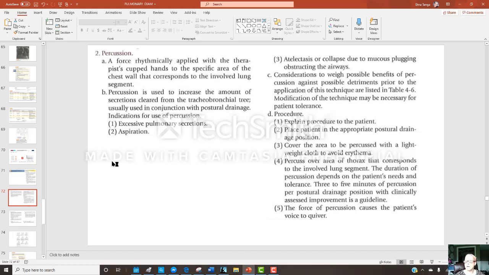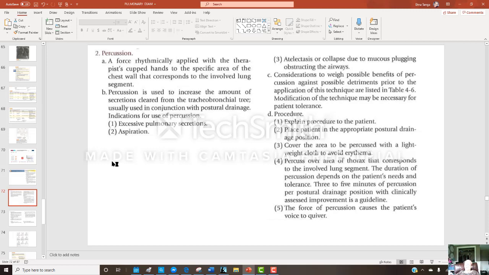Considerations to weigh possible benefits of percussion against possible deterrents prior to the application of this technique are listed in Table 4.6. Modification of the technique may be necessary for patient tolerance. Procedure. Explain the procedure to the patient. Place patient in appropriate postural drainage position.